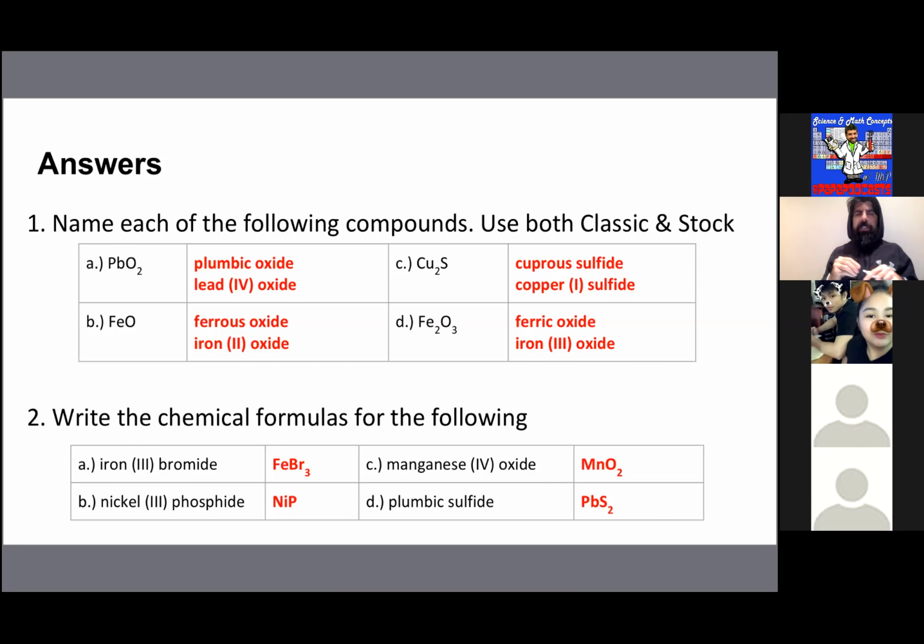Cover 4C on the assignment. Let me see what 4C on the assignment is. I don't have the assignment. Okay, let's see what the 4C assignment is.